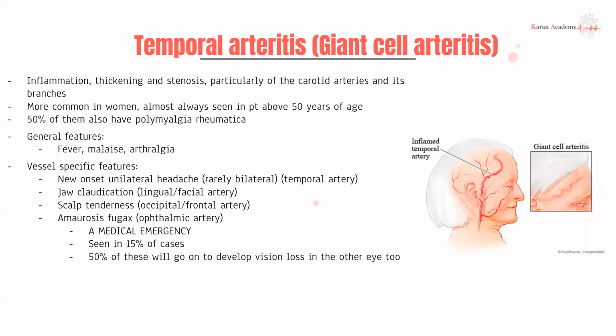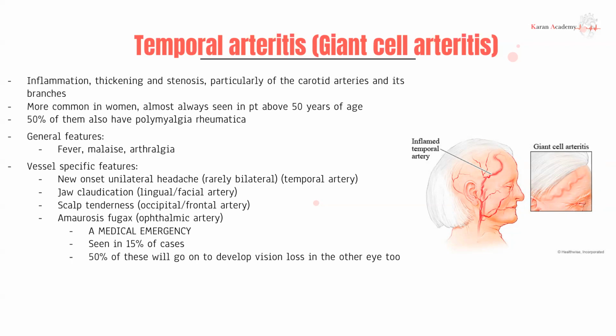Second, we have temporal arteritis or giant cell arteritis. So again, it's inflammation, thickening, and stenosis, particularly of the carotid and its branches. Now, instead of the aortic and its branches, it's carotid and its branches. Again, more common in women and almost always seen in patients above 50. There's also a very strong association with PMR or polymyalgia rheumatica, which is the disease we talked about earlier, characterized by stiffening of the shoulders and the hips particularly.